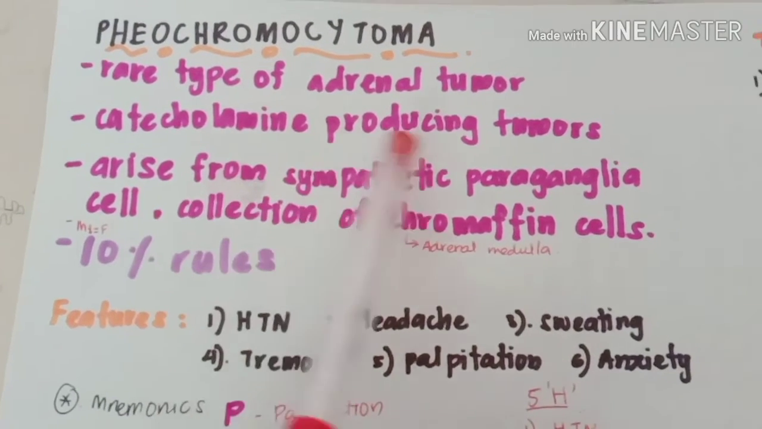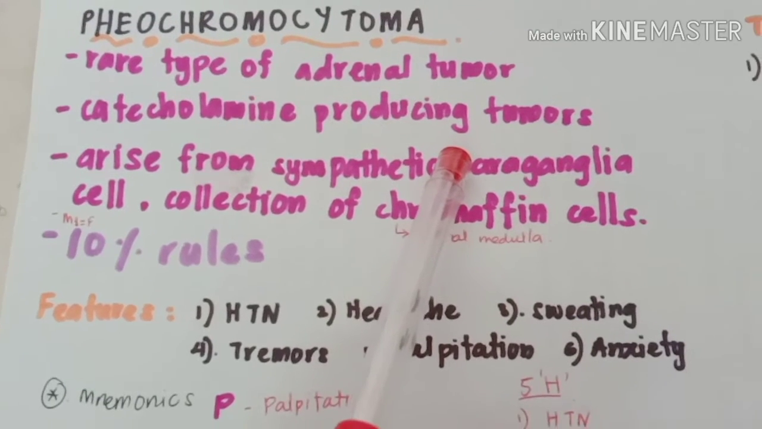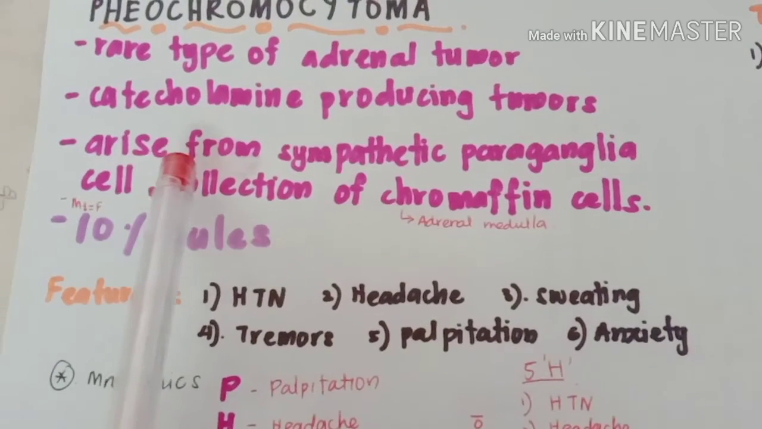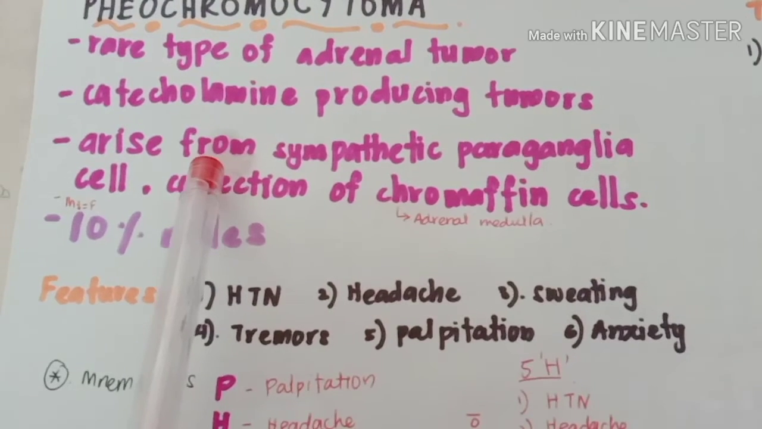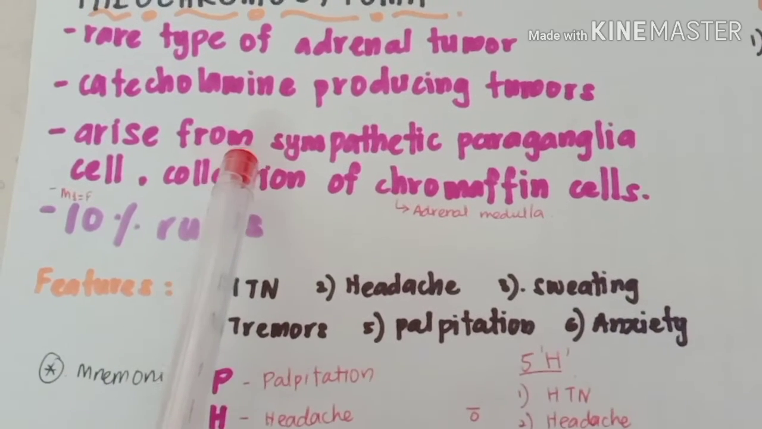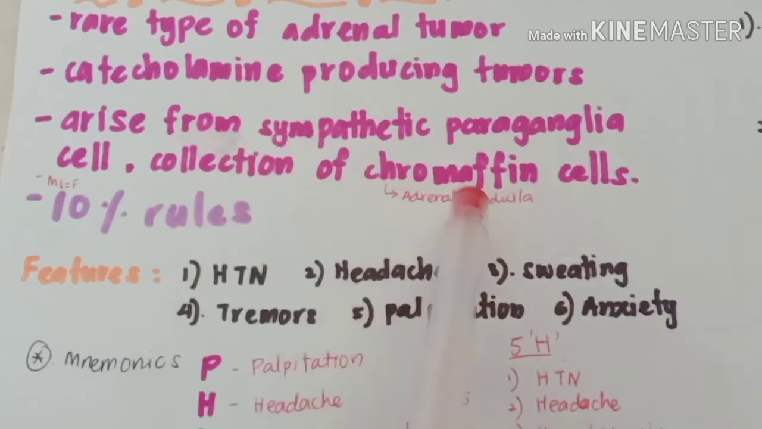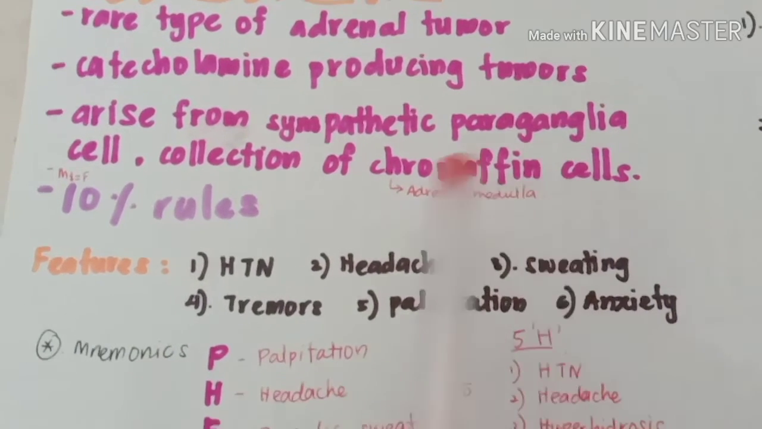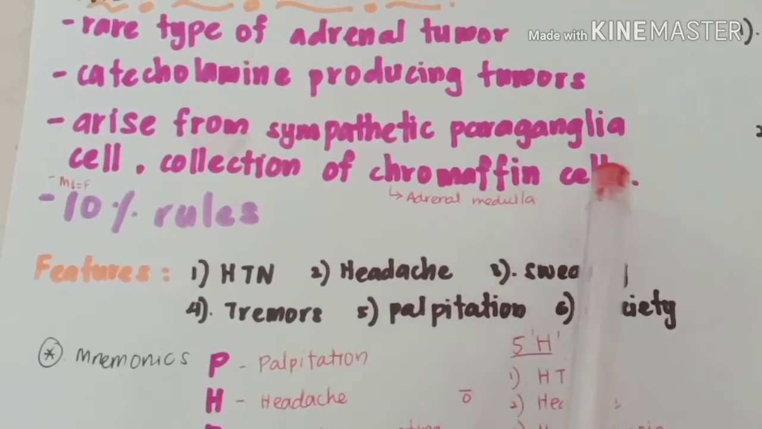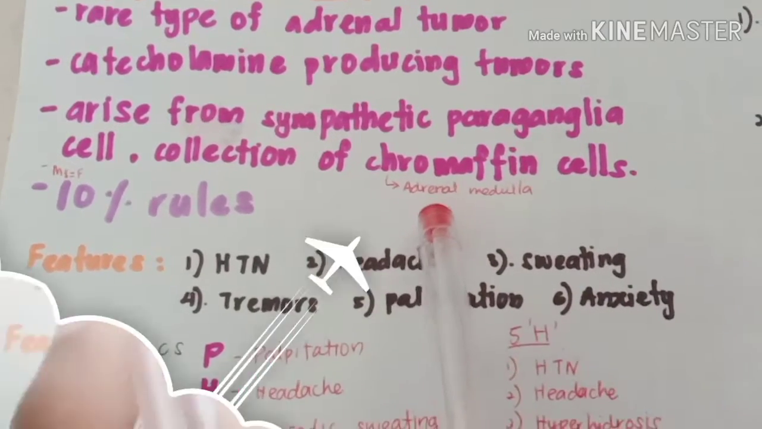catecholamine producing tumors. It usually arises from sympathetic paraganglial cells, which is a collection of chromaffin cells. Chromaffin cells are found in the adrenal medulla.